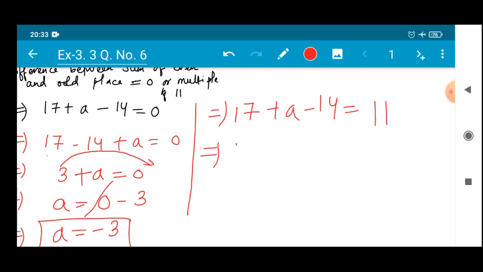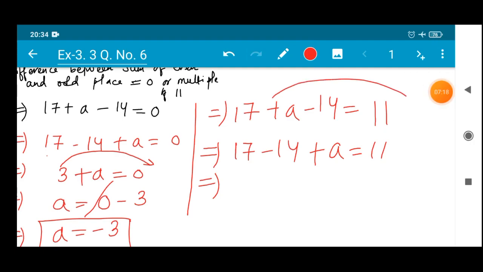Next, now 17 minus 14, similar to this, plus a is equal to 11. So what I have done is the rearrangement. Minus 14 I have brought this side, plus a I have brought this side. When you are exchanging the numbers within the equal to sign, no sign will be changed. But whenever you are crossing the boundary, at that time the sign should be changed. So now 17 minus 14 is 3, plus a is equal to 11.